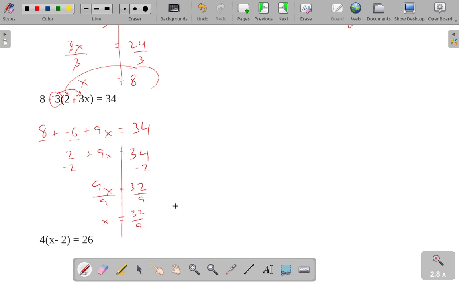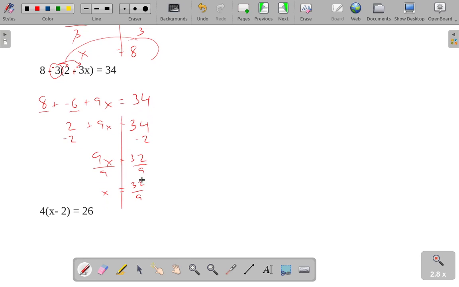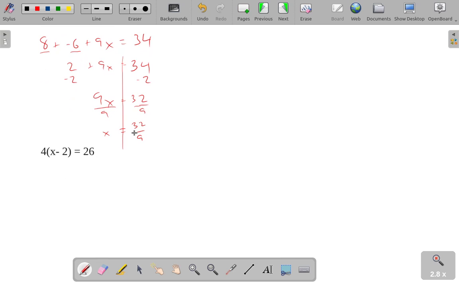32 ninths. There are not any common factors between 32 and 9. I can tell that because 9 is 3 times 3, so the only factors that would be able to cancel out from 9 are 3's. 3 is not a factor of 32. 30 is a multiple of 3, and 33 is a multiple of 3 as well, and so it kind of skips over the 32. That's how I can tell that 3 is not a factor here. That would be my final answer.